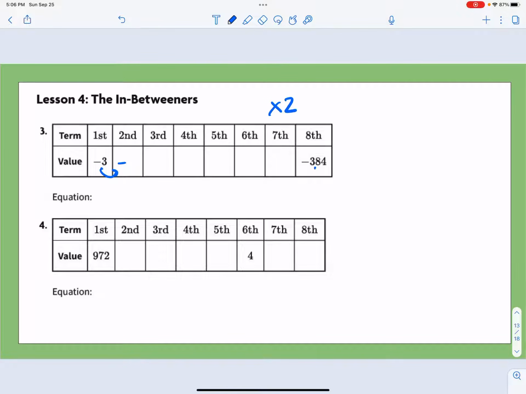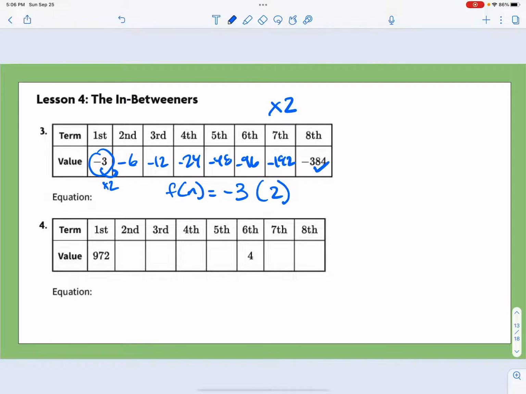Well, decide. Multiply by 2, I'm going to go with -6. Multiply that by 2, -12, -24, -48, -96, -192, and -384 actually works out fine. So I'm multiplying by 2. Because I'm multiplying by 2, we know it's geometric, so our equation is going to be f of n equals our very first term, -3, times what I'm doing, 2, to the n minus 1 power.